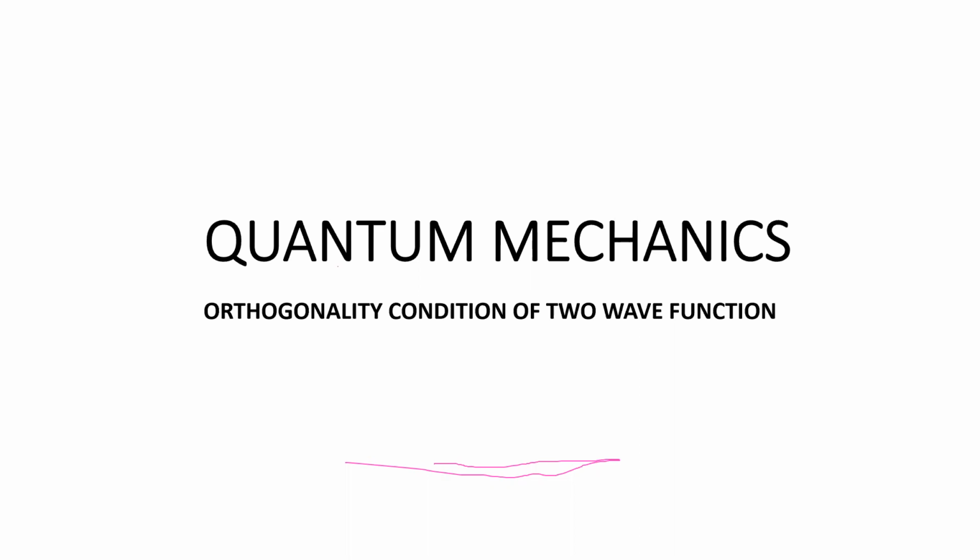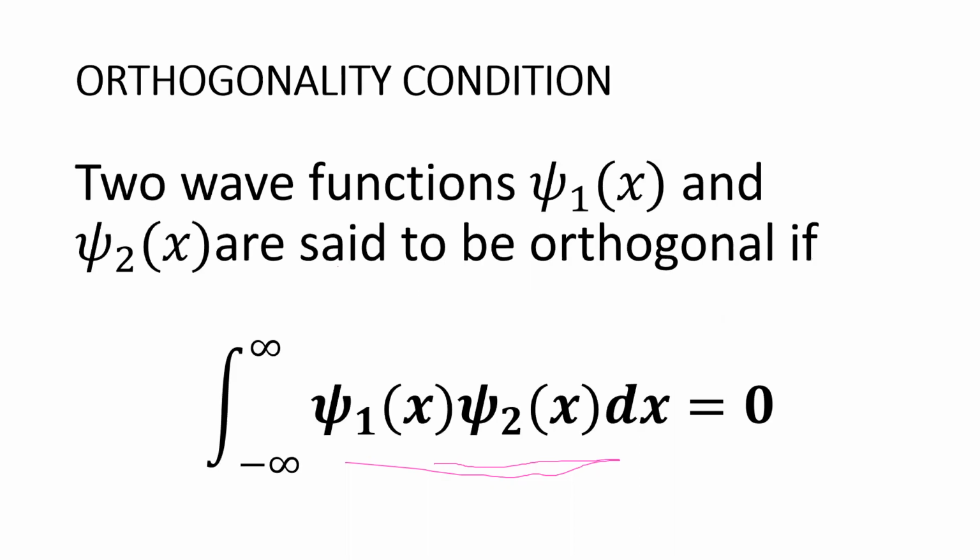Okay. Now, when we say two wave functions are orthogonal, we simply mean that the integral of these two wave functions equals 0. That is, the integral of psi 1 of x, psi 2 of x over some limits from minus infinity to infinity must give us 0. So if it does not give you 0, then we say the wave functions are not orthogonal to each other.